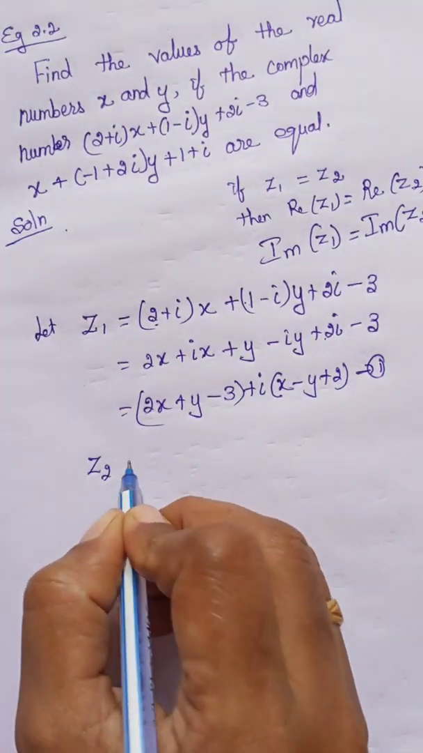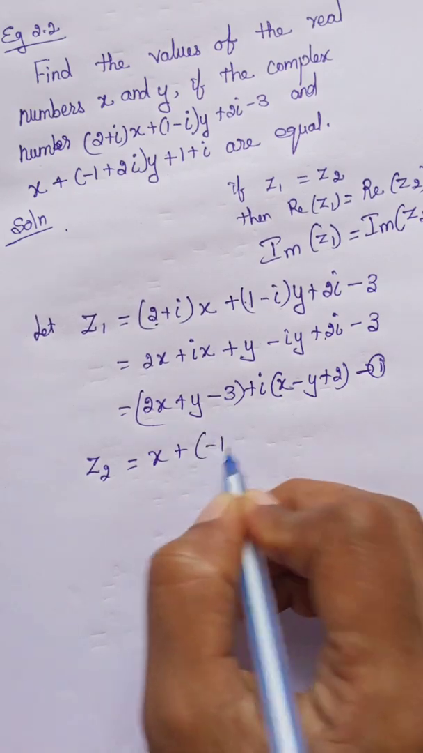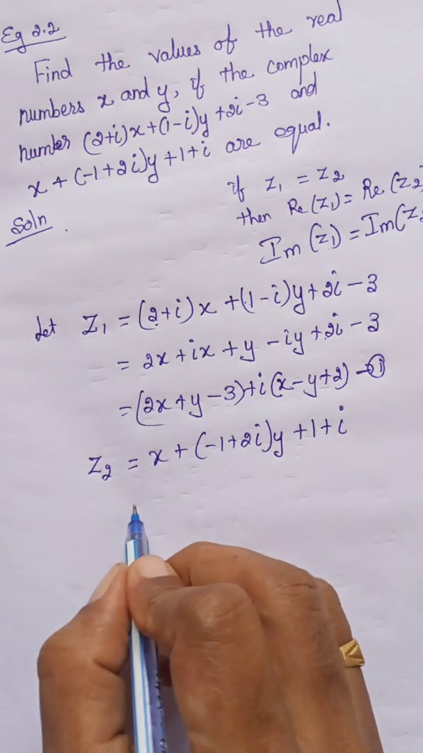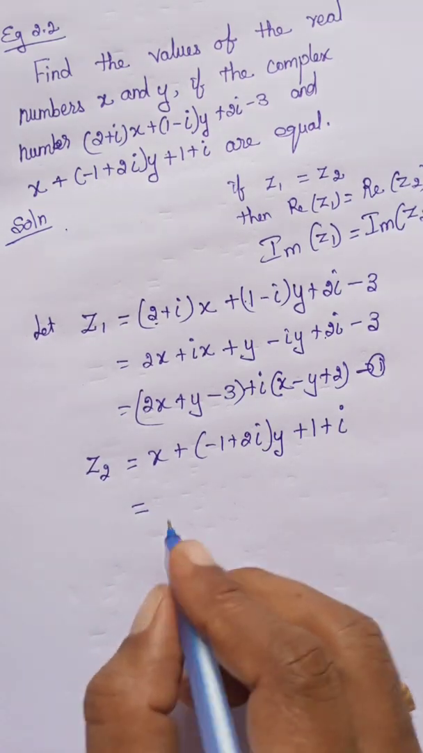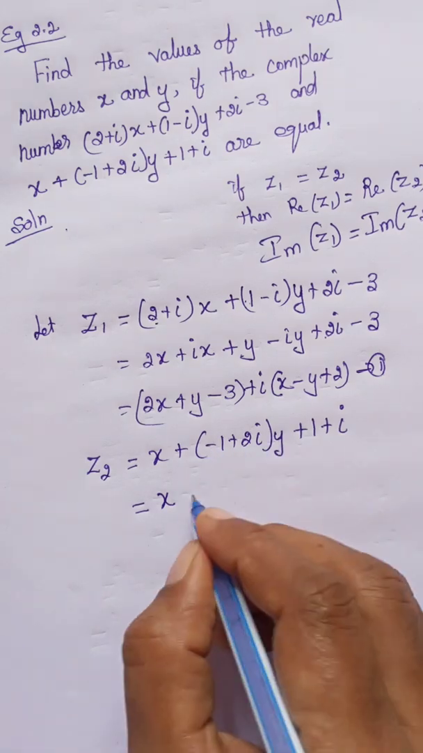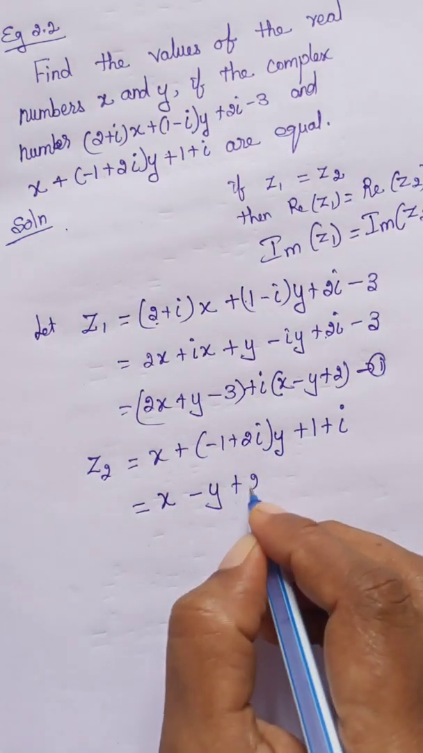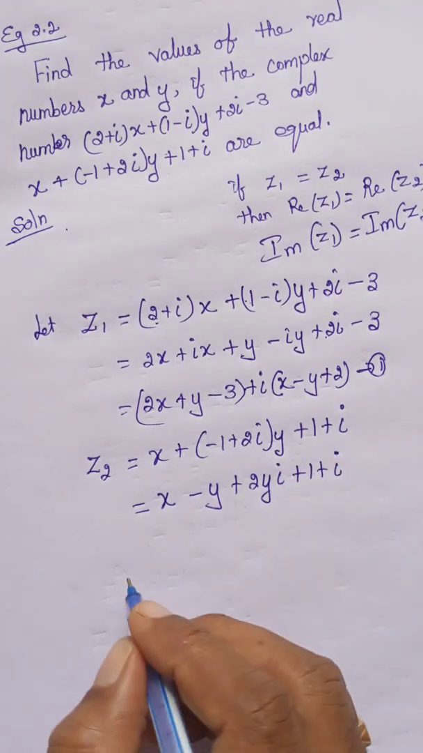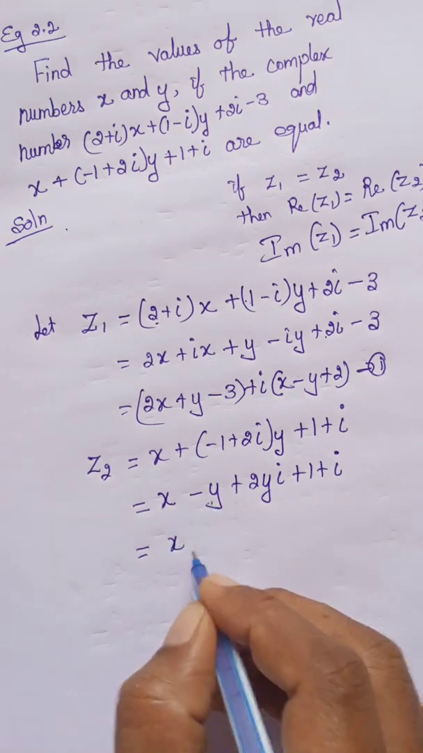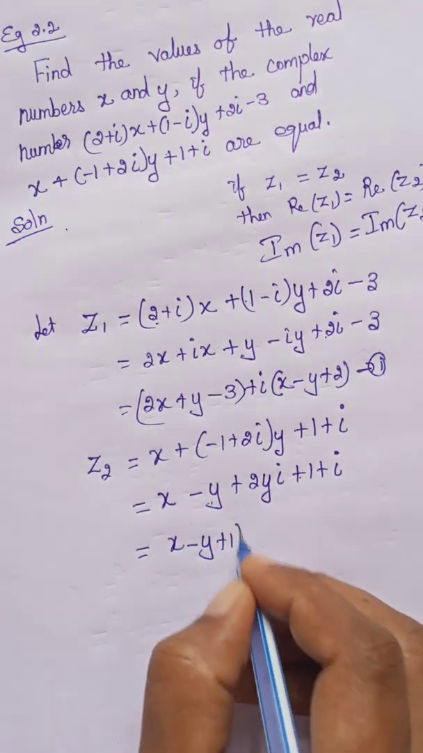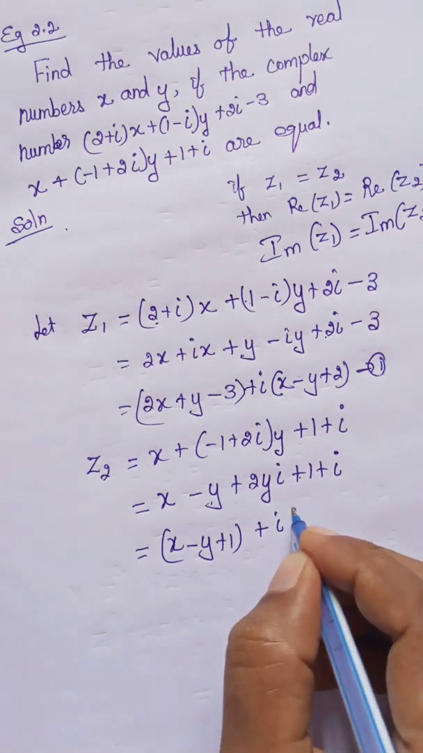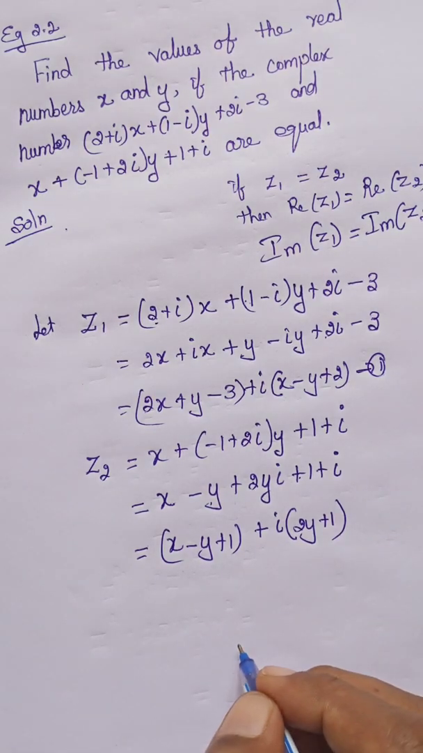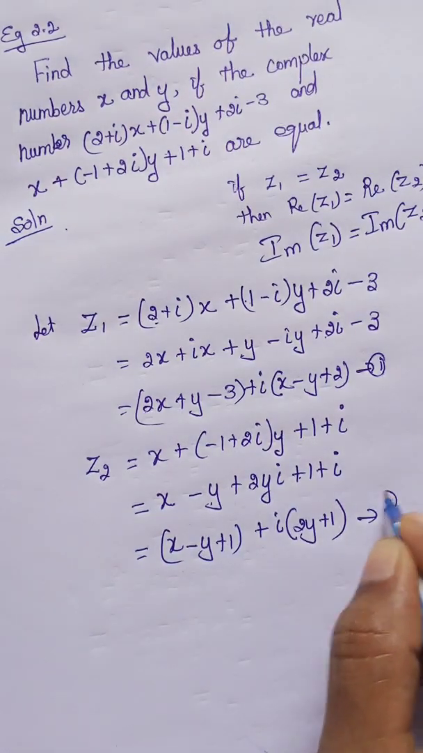Then z2 is equal to x + (−1 + 2i)y + (1 + i). This also we will separate into real and imaginary parts. x − y + 2y·i + 1 + i. Now the real part, x − y + 1, plus i into (2y + 1). Here for 2y there is no coefficient after it, which means it is understood that it is 1. This is equation number 2.